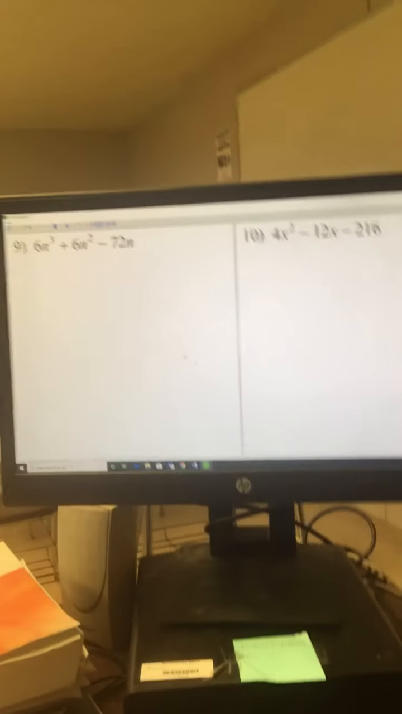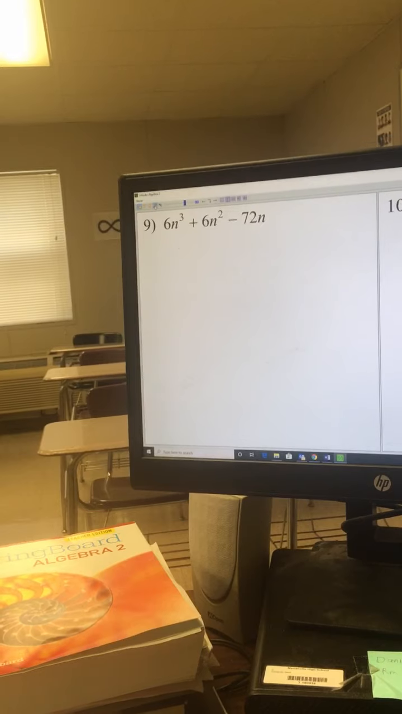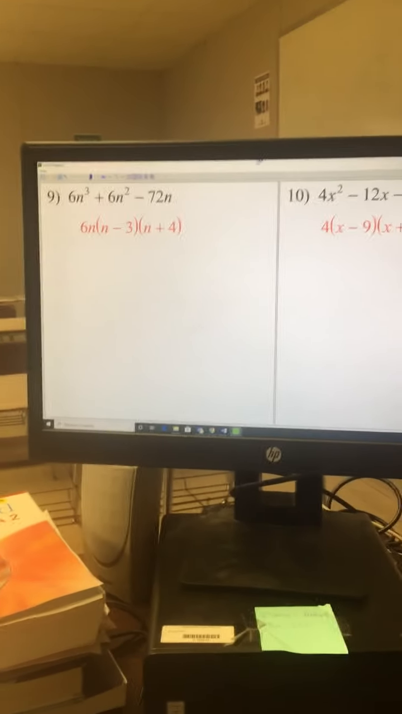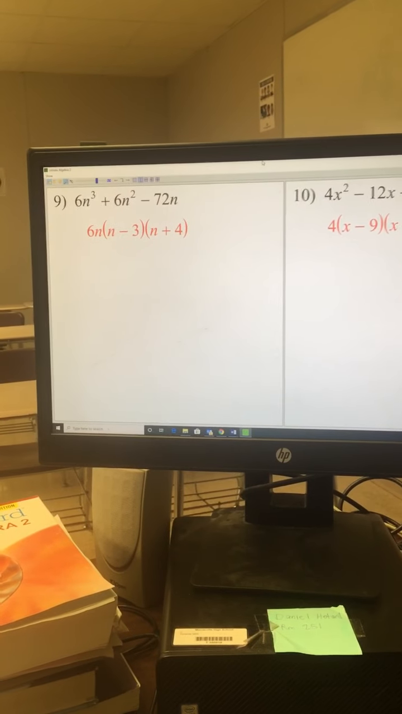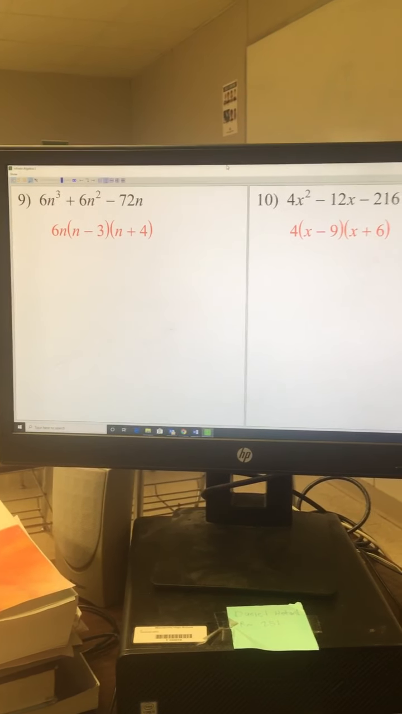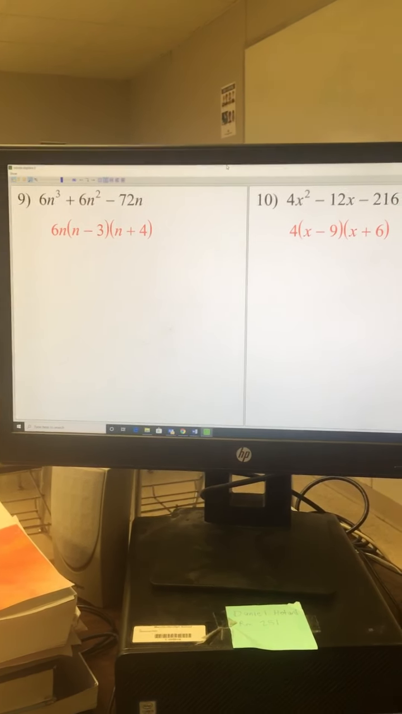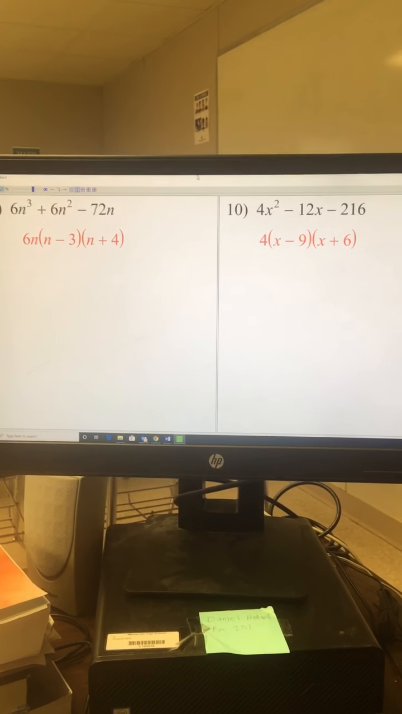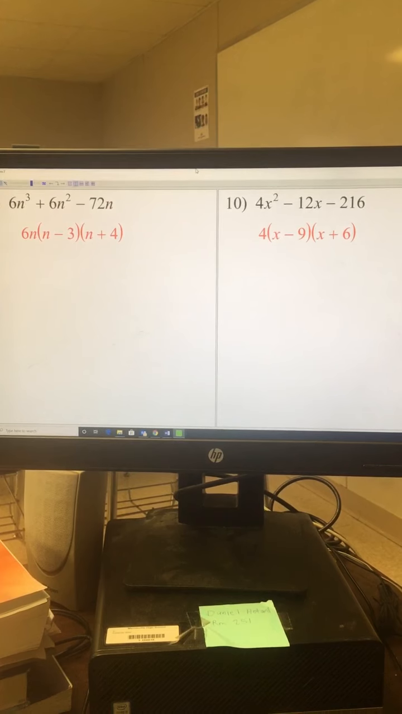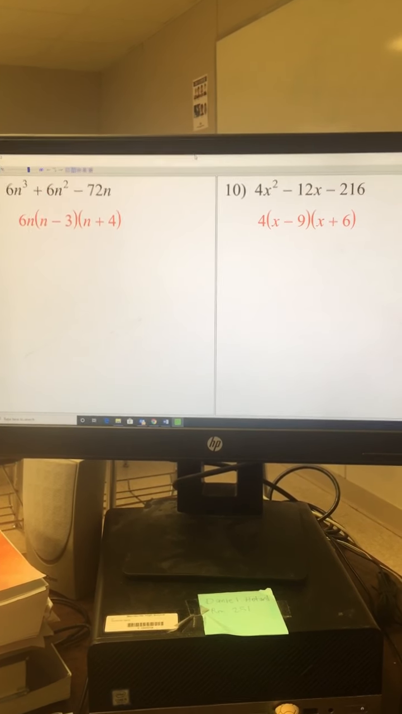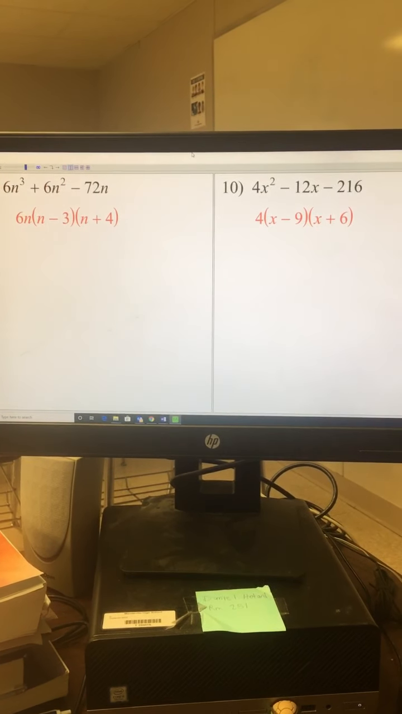All right, let's see how we did. First problem, greatest common factor was 6n. Divide out the 6n, all right, and then factor what's left. That's going to factor into n minus 3, n plus 4. The second problem, divide everything by 4 first. Divide it all by 4, and then factor what's left into x minus 9, x plus 6.